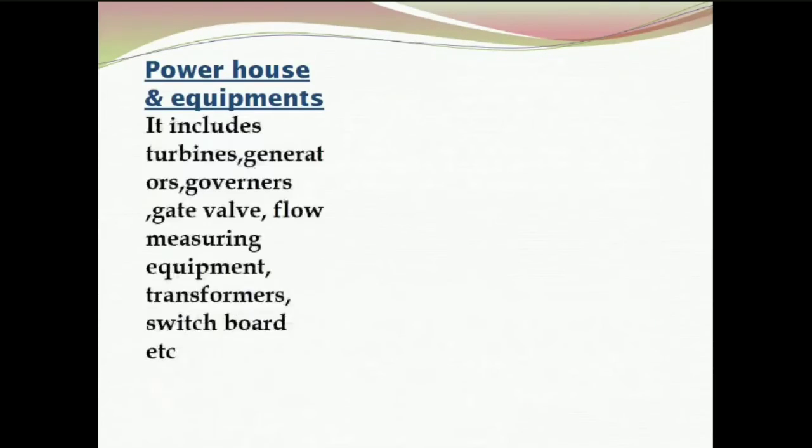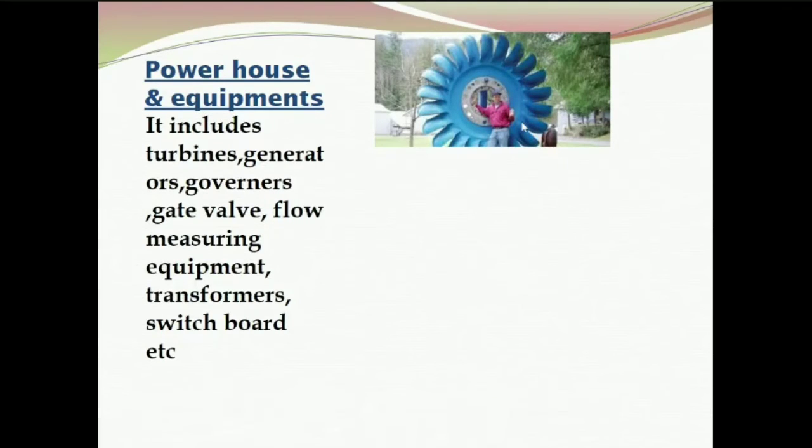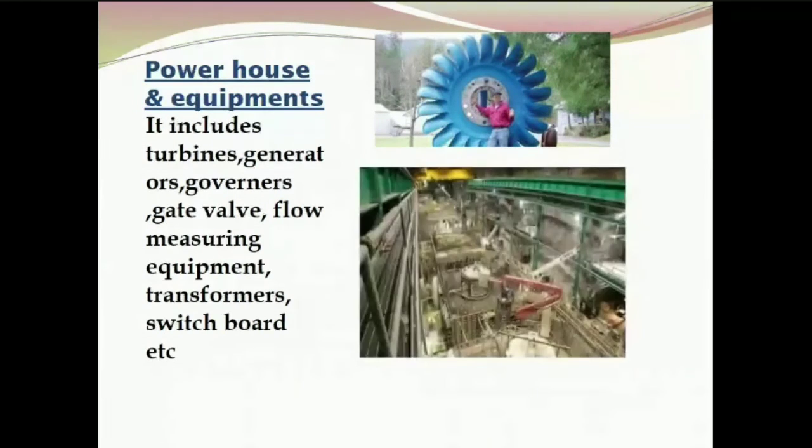And powerhouse and equipments. The powerhouse includes turbines, then electric generators, governors, gate valve, flow measuring equipment, transformers, switchboards, etc. Turbines convert kinetic energy of the water coming to the powerhouse to mechanical energy. This mechanical energy is converted to electrical energy by means of generators.